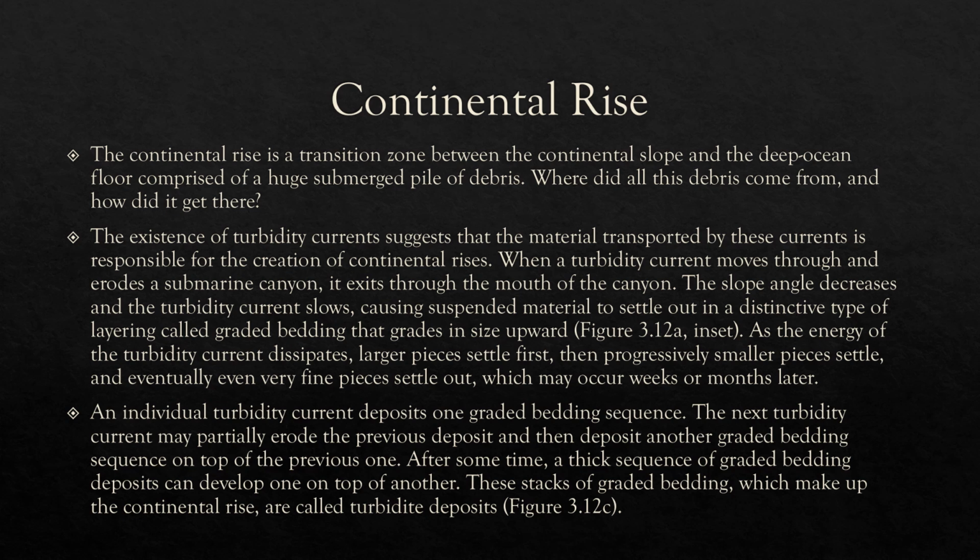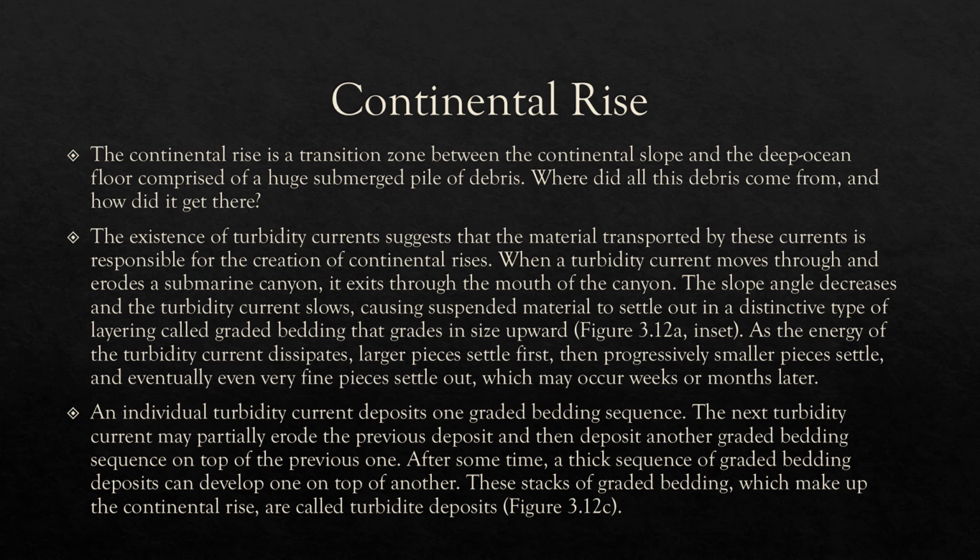The continental rise is a transition zone between the continental slope and the deep ocean floor, comprised of a huge submerged pile of debris. So where did all this debris come from, and how did it get there? The existence of turbidity currents suggests that the material transported by these currents is responsible for the creation of continental rises. When a turbidity current moves through and erodes a submarine canyon, it exits through the mouth of the canyon.